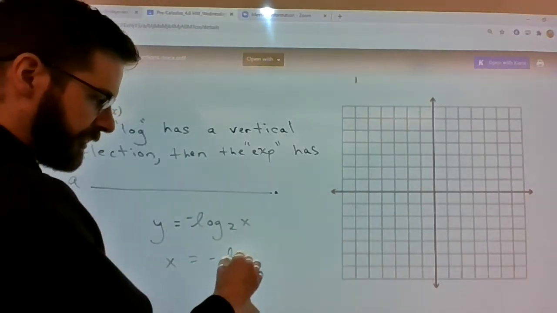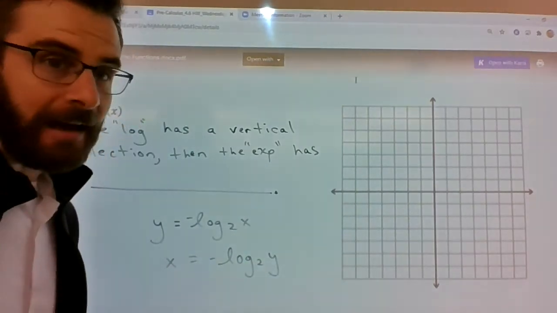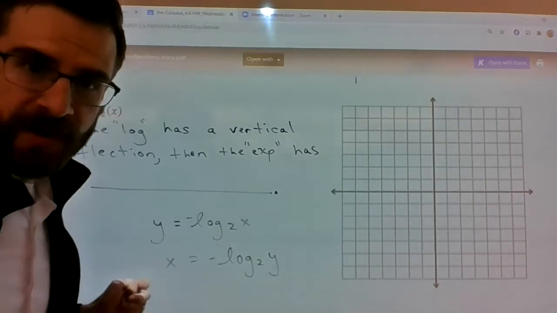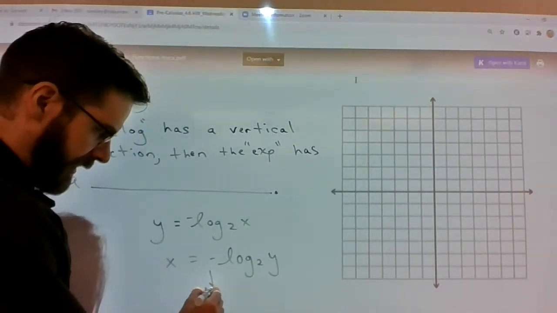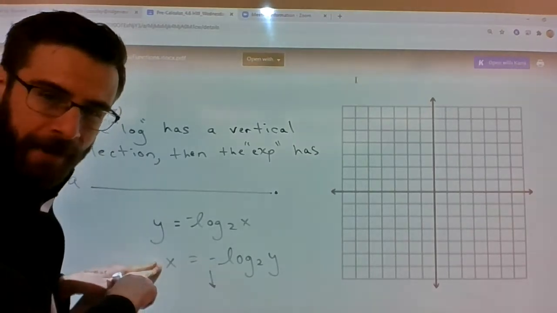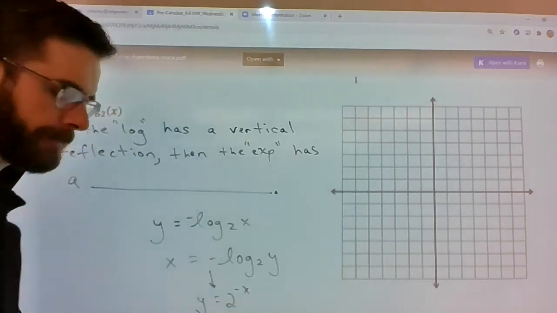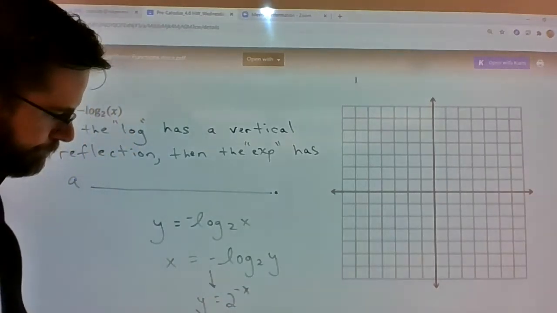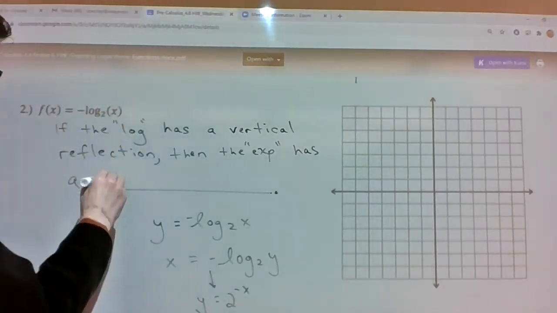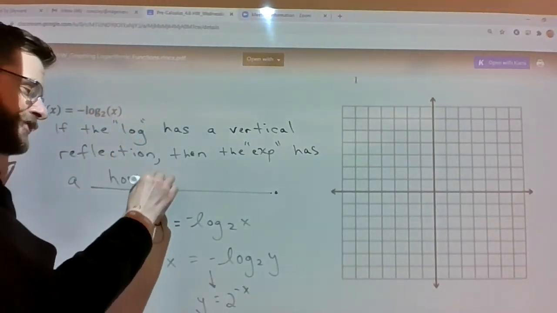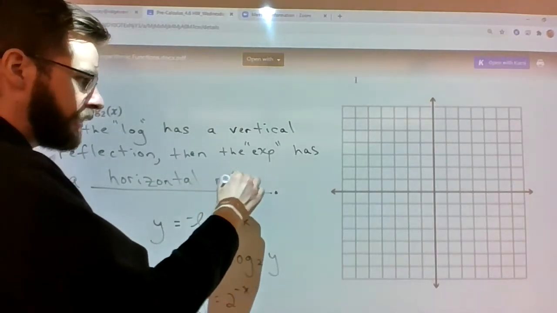Solving this equation would put to rest exactly what's going on. I'm not showing you guys how to do this yet until we have a firm sense of the graphs. But what I can tell you is the solution to this equation to get y by itself is y equals 2 to the negative x power. That's a horizontal reflection. Okay, so the reflections get reversed over inverses.